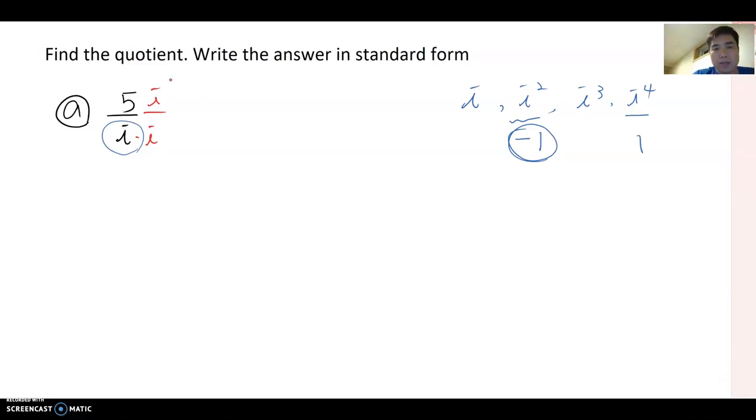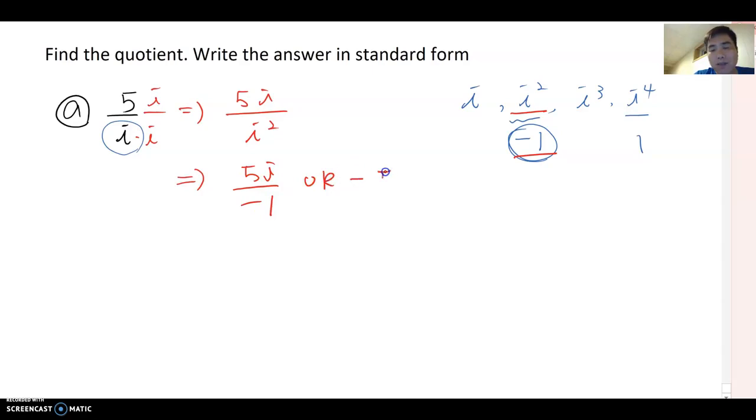Then this becomes 5i over i squared. We know i squared equals -1, so the answer becomes 5i over -1, or we can write -5i. That should be the answer for this problem. Okay, then let's look at one more question.